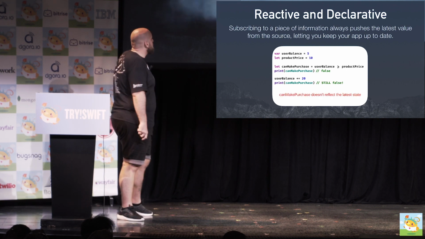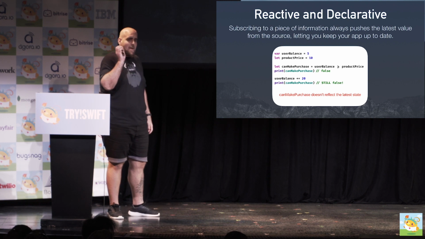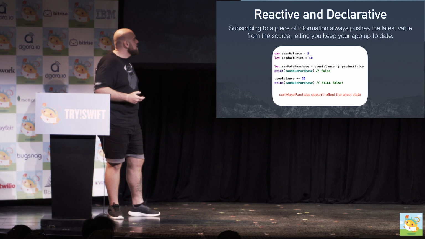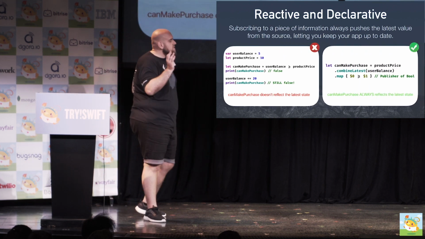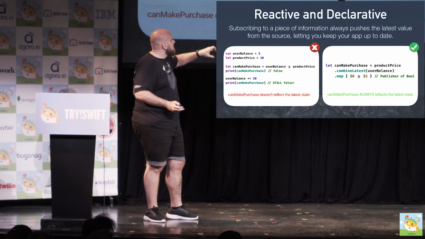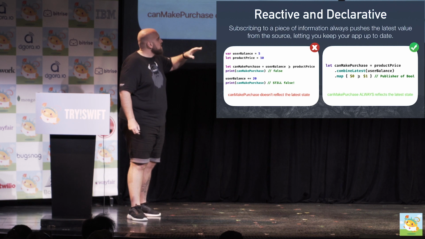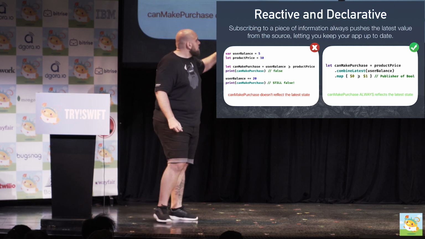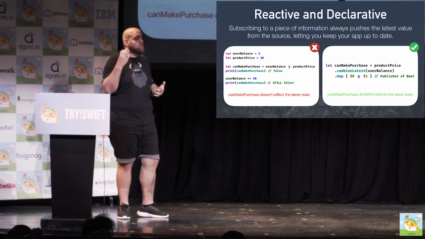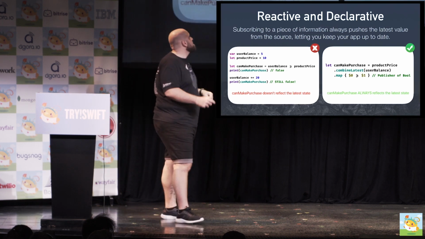And that's because canMakePurchase does not reflect the latest state of your system. It reflects a static snapshot in time of when these values were 5 and 10. As opposed to this Combine code, which you don't necessarily have to understand, but it's pretty straightforward, canMakePurchase will always reflect the latest state of your system. Whenever either product price or the user balance changes, you're going to get a remap of this and get a new Boolean emitted. So you can constantly make sure that canMakePurchase is valid if you have a button feeding off of that value.